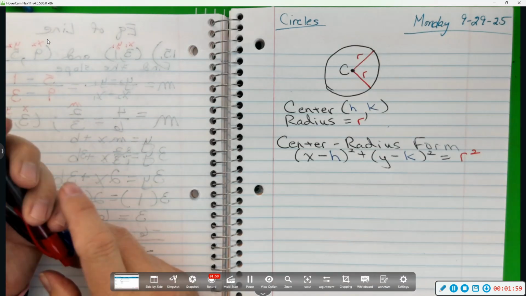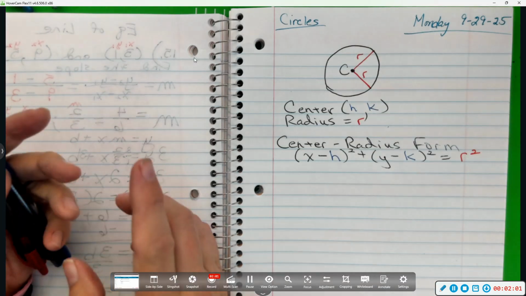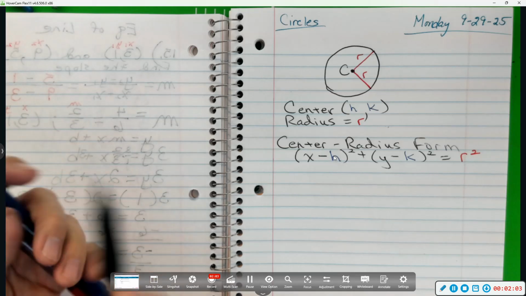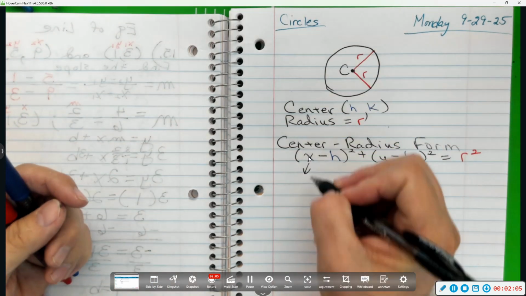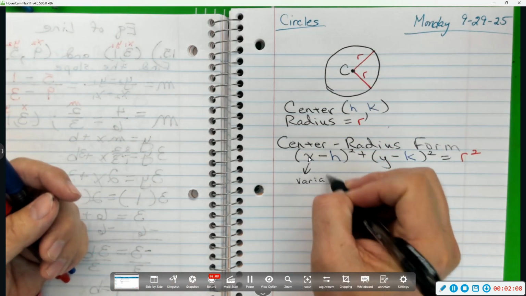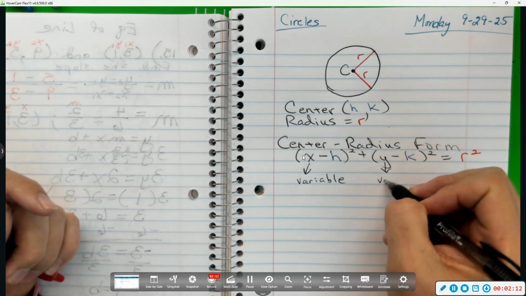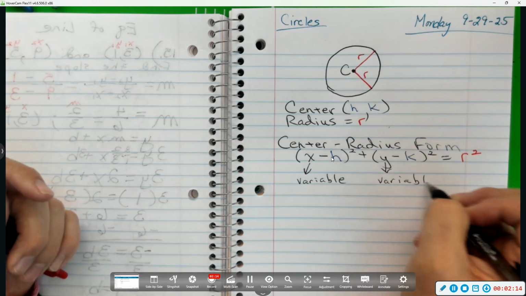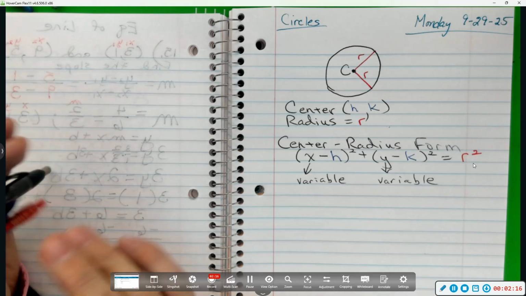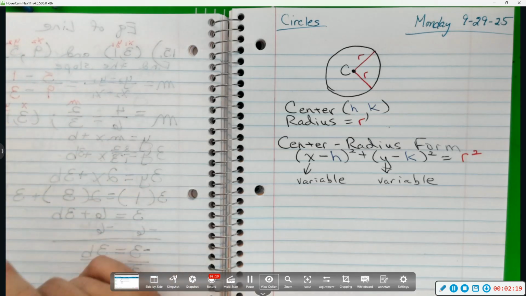Realize there's a lot of letters here, but there are only two variables. X is a variable, and Y is a variable. All those other letters are going to be numbers. This isn't as bad as it might look at first.